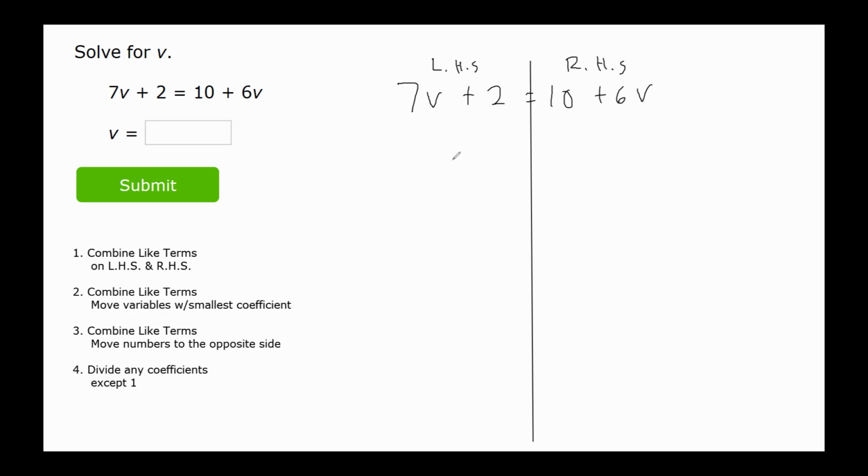You should move the variables first. The reality is it doesn't depend on what order. Like, there's a good, better, and best way to solve this. So I think the best way is to move the variables first. And the way you decide which variable to move is you look for the variable that has the smallest coefficient. So coefficient is just the number in front of a variable. So this is a 6, this is a 7. I'm going to move this variable.